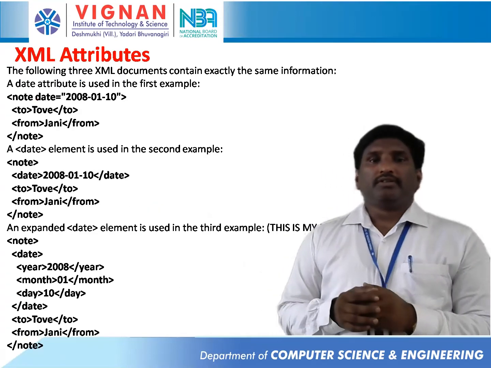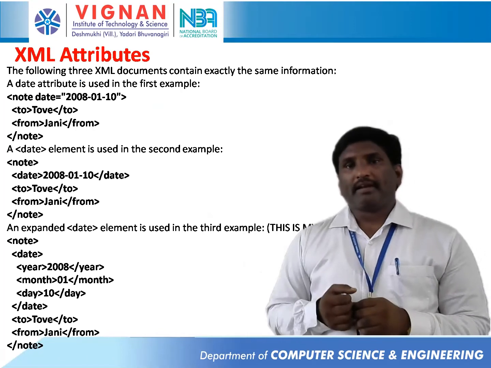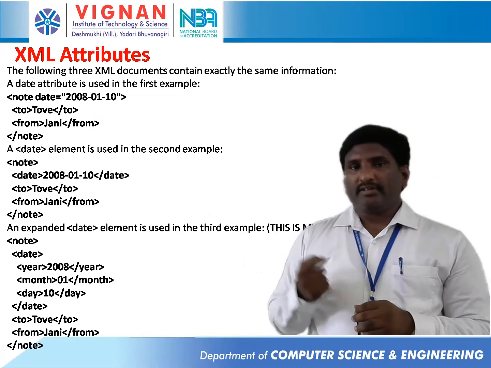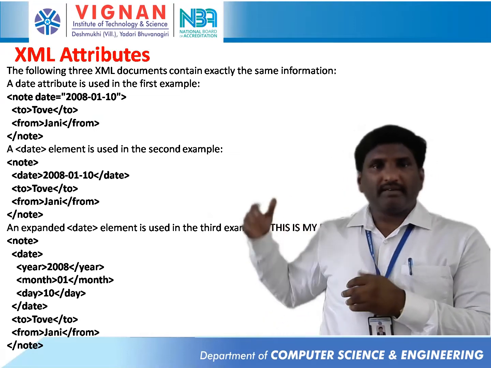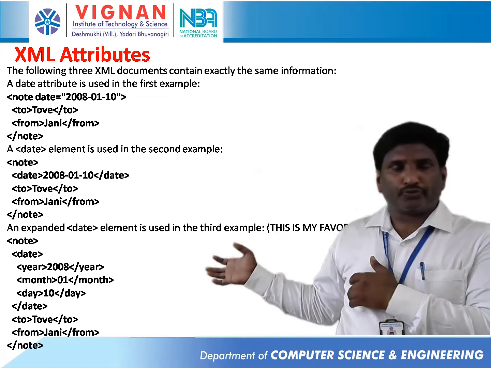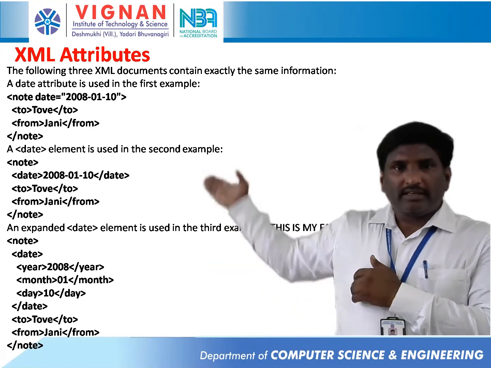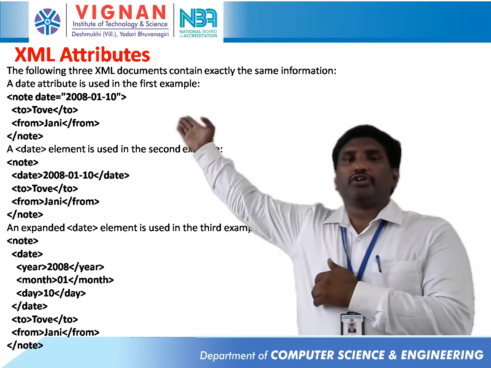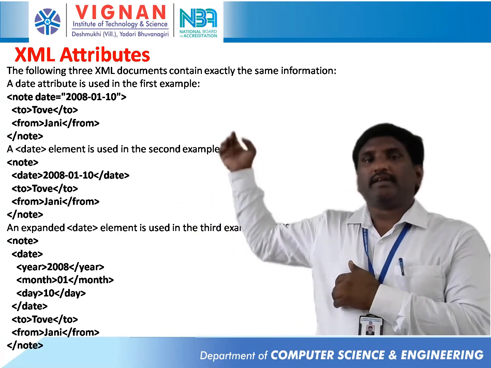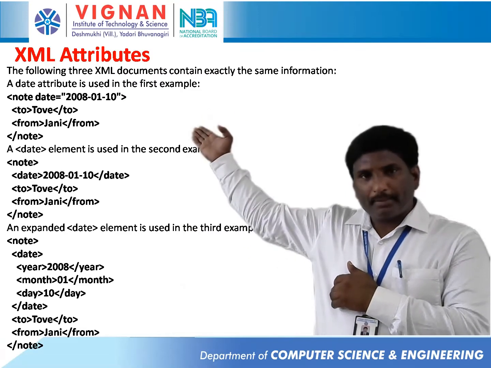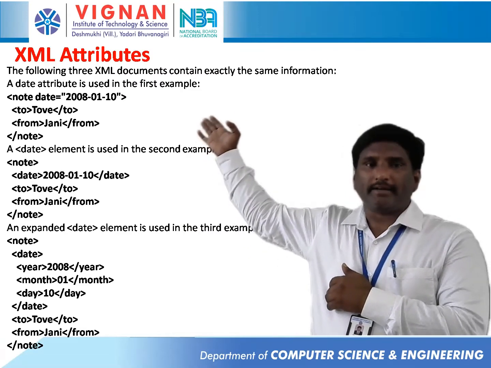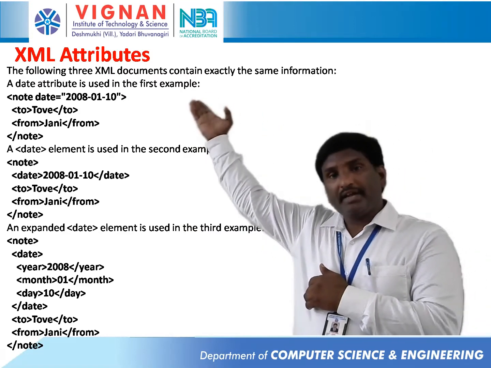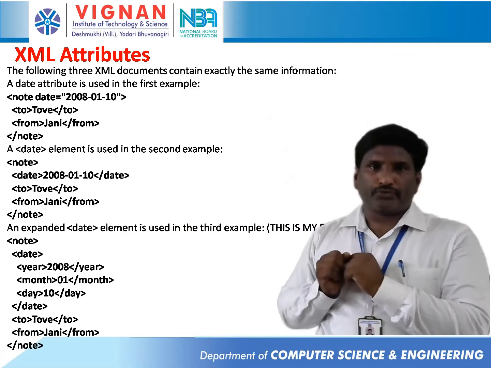Right. The following three XML documents contain exactly the same information, just with different scenarios for the date. There are three XML documents, and the only difference is the date. In the first example, date is used as an attribute, and the value of the date is written in double quotes.